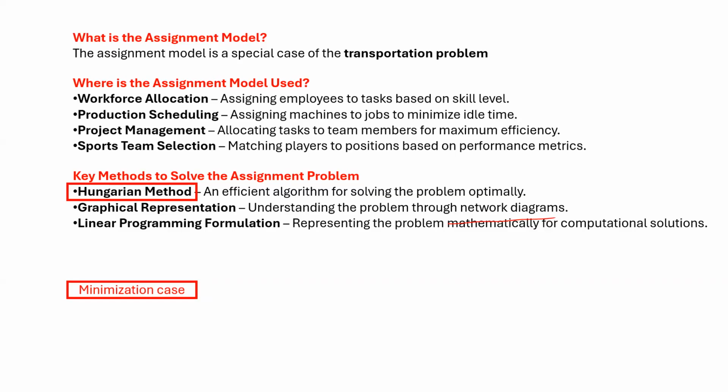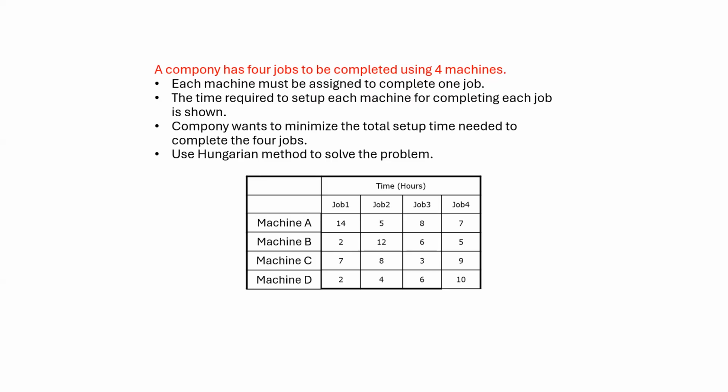So in order to learn the method, let's have an example. So we'll learn by doing this example. And in this example, a company has 4 jobs to be completed using 4 machines. Each machine must be assigned to complete one job. Right? So this is important information. The time required to set up each machine for completing each job is given in this table. Company wants to minimize total setup time needed to complete the 4 jobs.